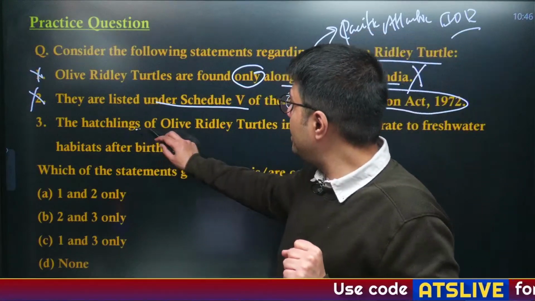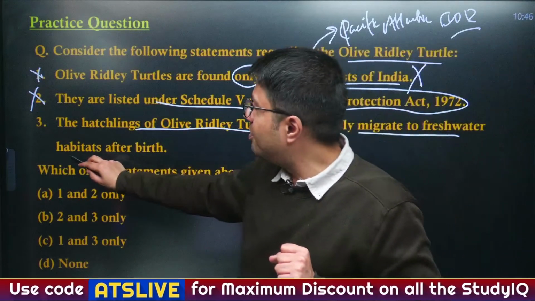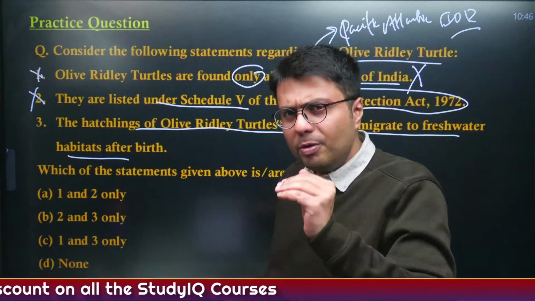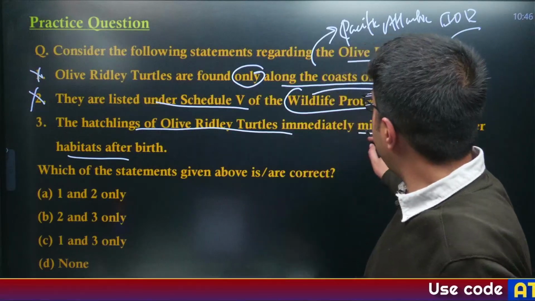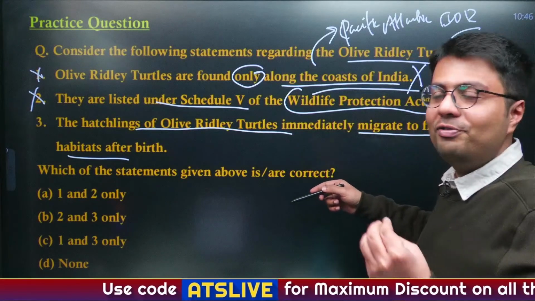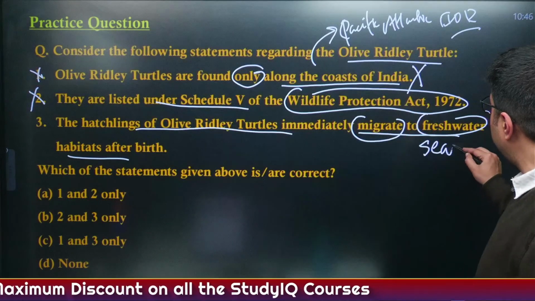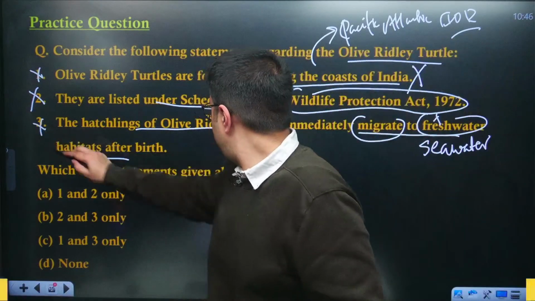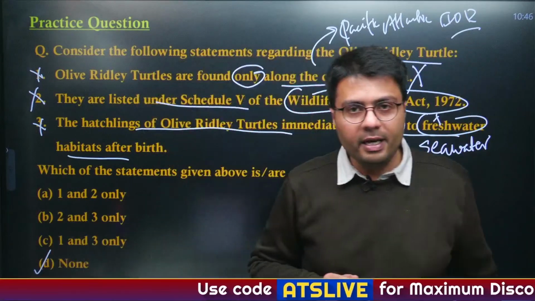Now hatchlings of olive ridley turtles immediately migrate to the freshwater habitats after the birth. Now what did I tell you? You have to read the statements of the questions very carefully so as not to be confused by the wordplay. As I have told you, these are sea turtles, hence the hatchlings or the children of these olive ridley turtles immediately migrate to sea water and not to fresh water. Understood? So the third statement here is incorrect. Now we have to identify the correct statement. All these three statements are incorrect. Therefore option D here is the right answer.